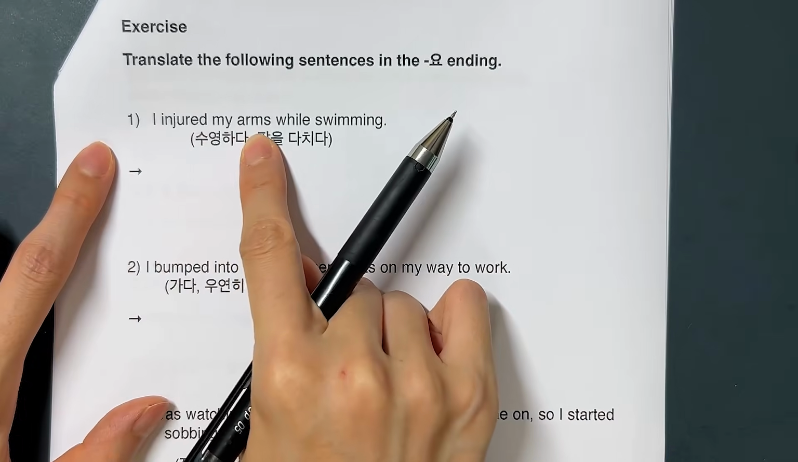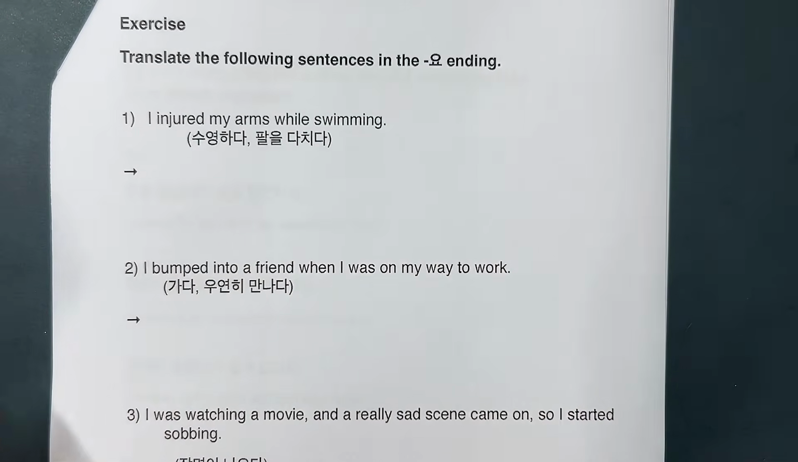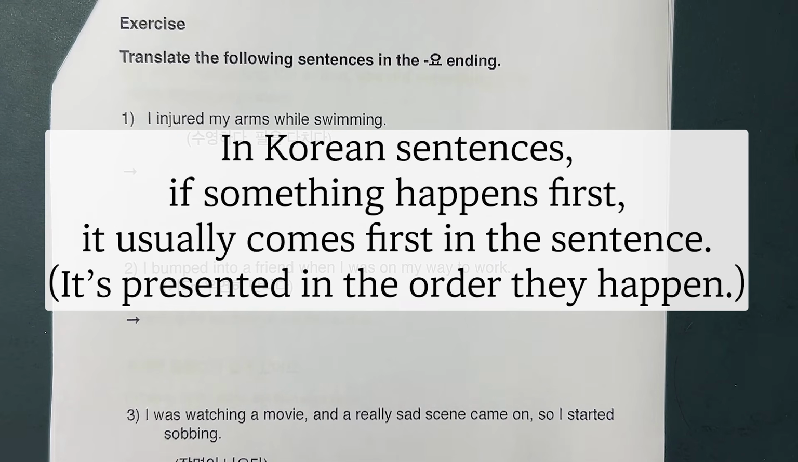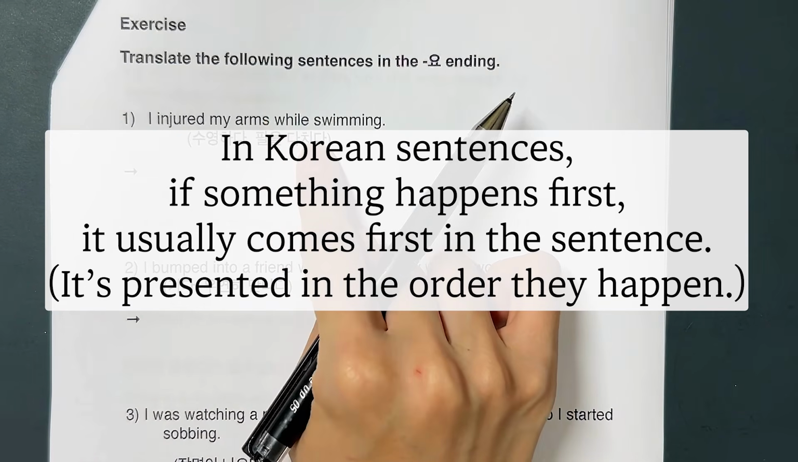I injured my arms while swimming. If you're confused about the word order when using Korean conjunctions, just remember that in Korean, we usually mention what happened first.